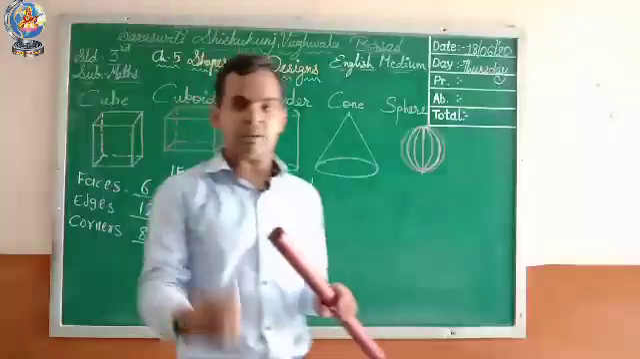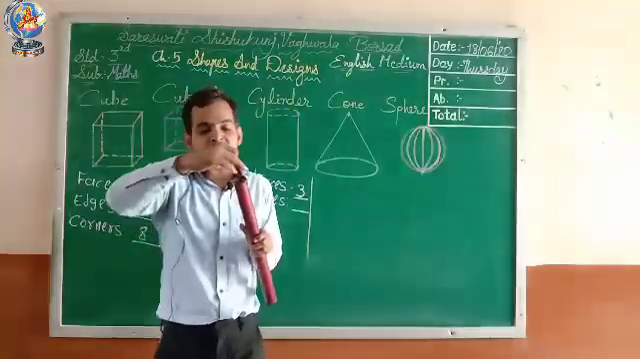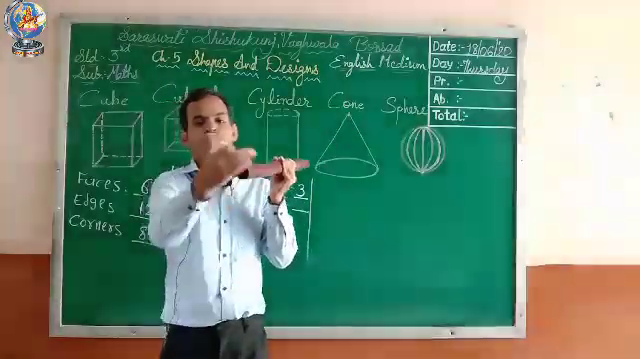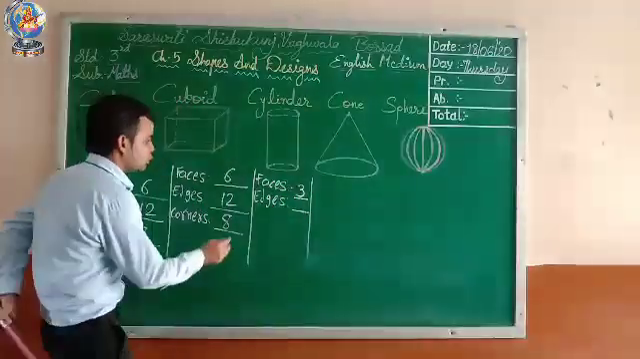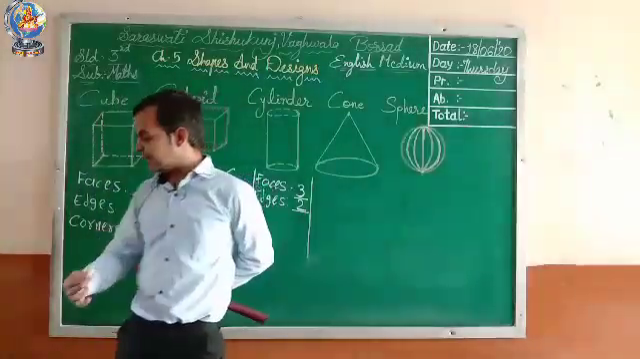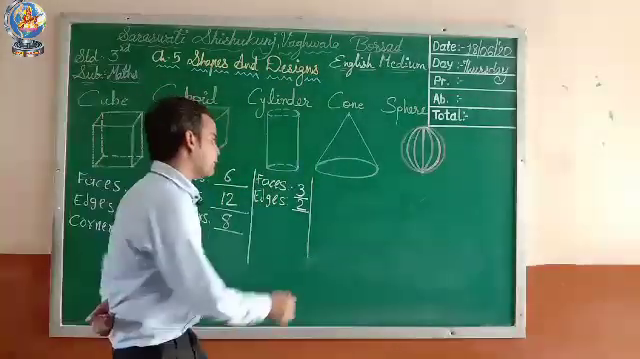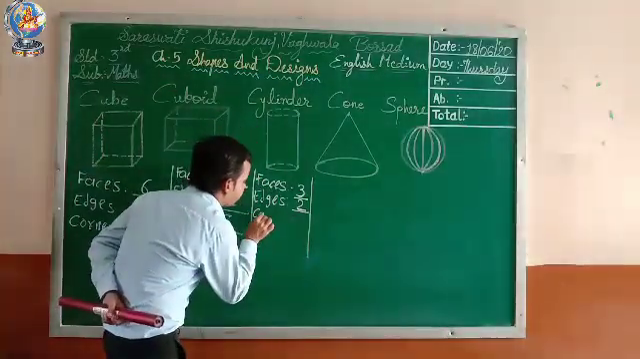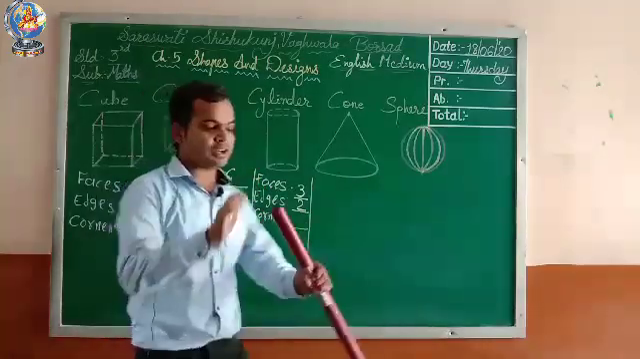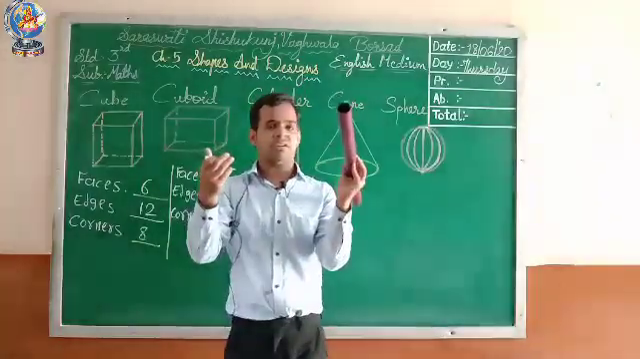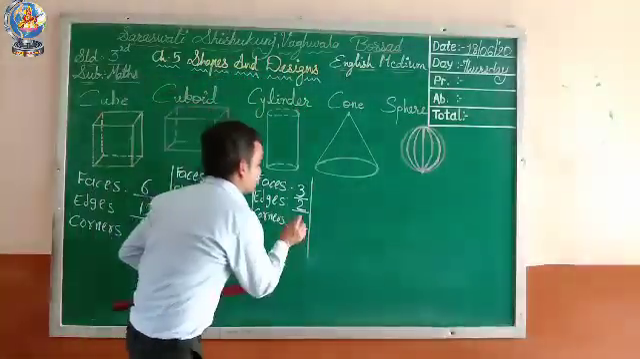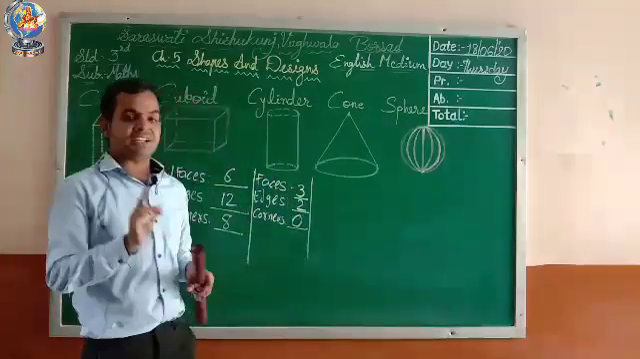So let's discuss the edges. Here you can see edges 1 and 2, which means a cylinder has 2 edges. Understood about that? Then now let's discuss the corners in a cylinder. Here you can see that there are no corners. So the cylinder has no corners, and our answer is 0.